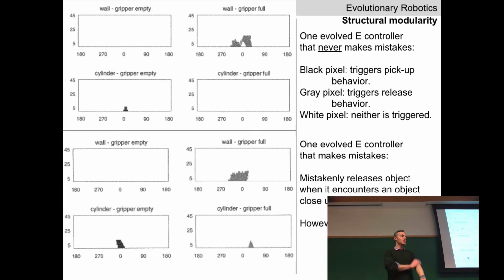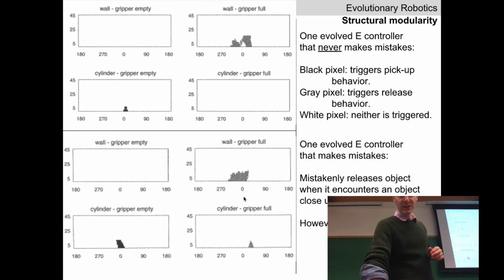Okay. Cylinder and the gripper is full. This makes sense. So it's holding an object and it sees another object. It's doing the right thing. It should not release the object it's holding. Don't go after the other one because you're already holding one. So most of the time in the top four panels, the robot is doing the right thing.